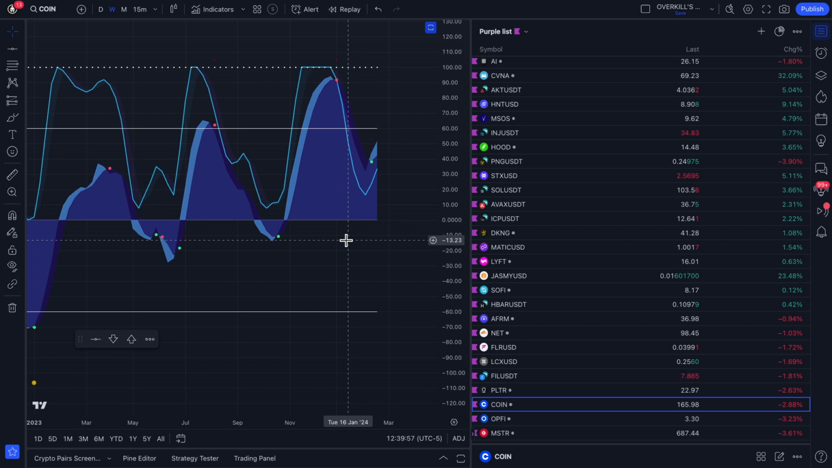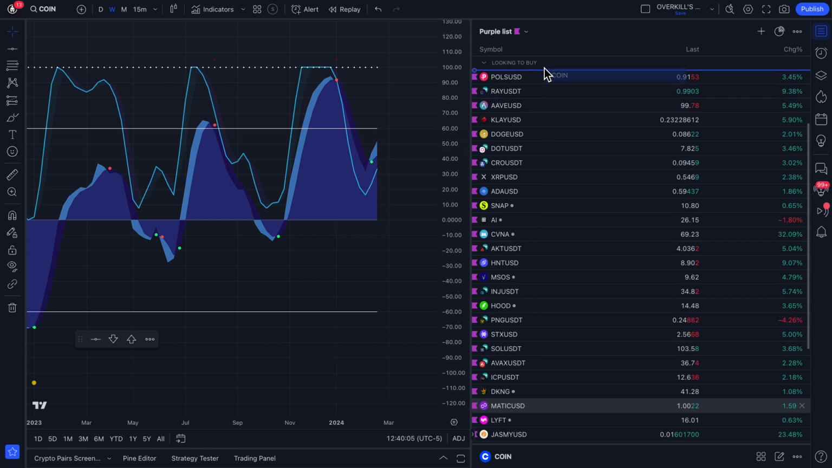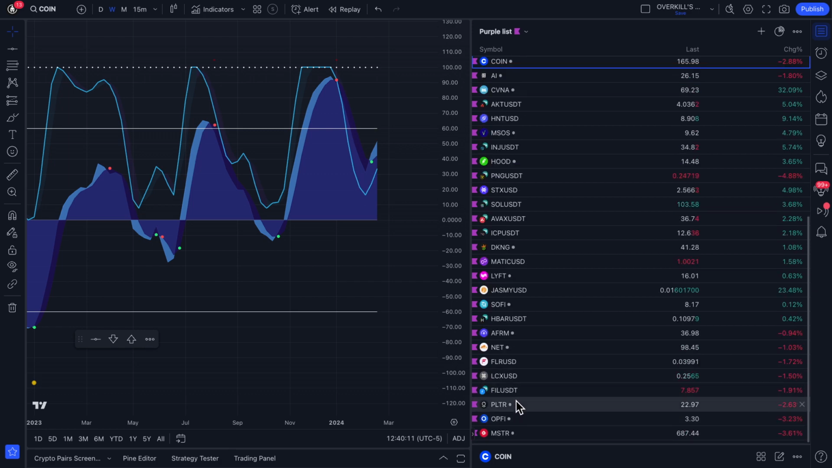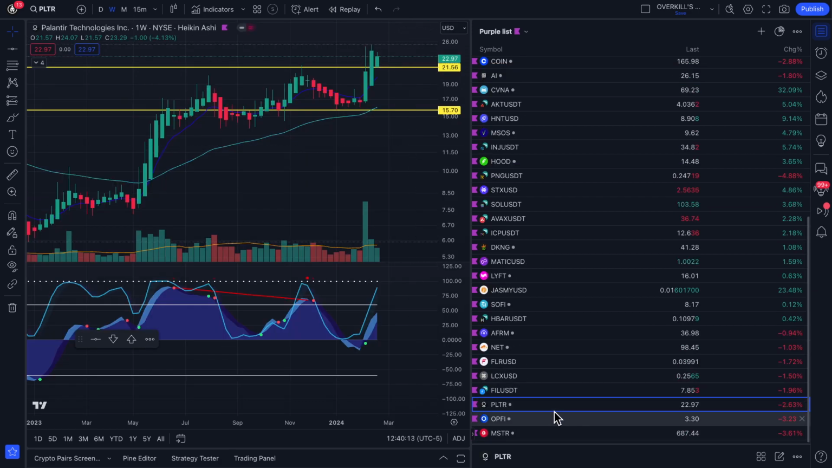Give me a sec here. I've also been texting my dad about plays as well. He's looking for some stocks right now. So my top 3 stocks are right there: Snap, Coinbase and AI. PLTR again, I'm a profit taker on that one.